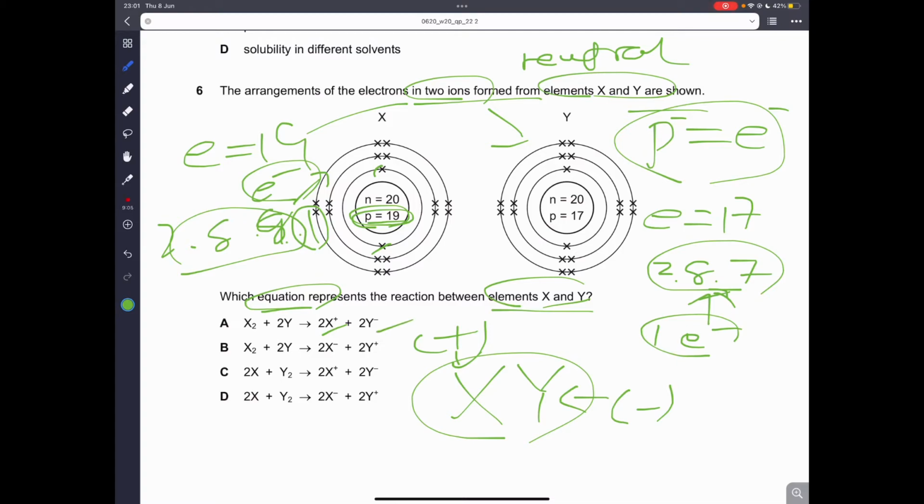So X is a metal, likely a metal from group 1, because it has only one outer shell electron. So it's not going to be diatomic. It's not going to be a molecule. So C and D. And Y is a non-metal because it is from group 7, which is the halogen group. They are usually found in pairs of 2, which means they are a diatomic element. Therefore, C is the correct answer.